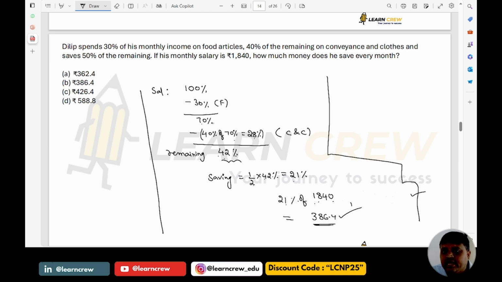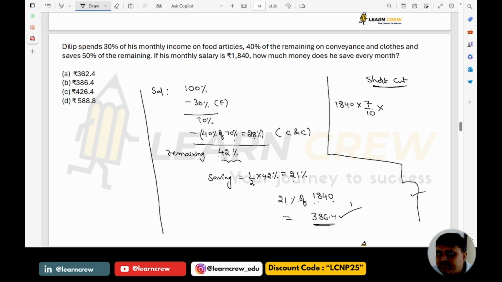Okay. Now see the actual shortcut. See the shortcut here, please. So out of salary, what is his salary? Single step you will get the answer. Out of his salary 1840, first he is spending how much? 30%. If 30% is spending, the remaining would be how much? 70%. Means 7 by 10.